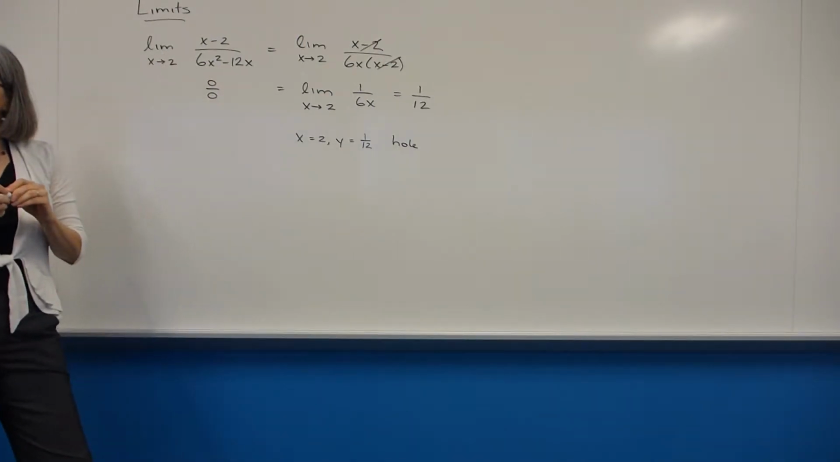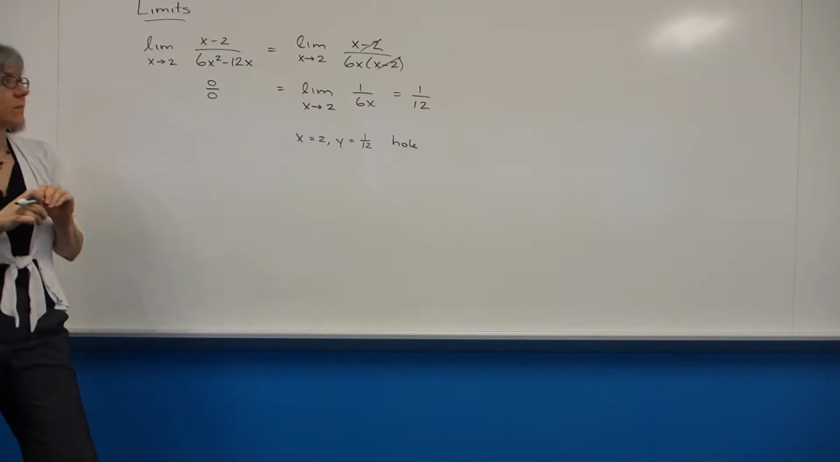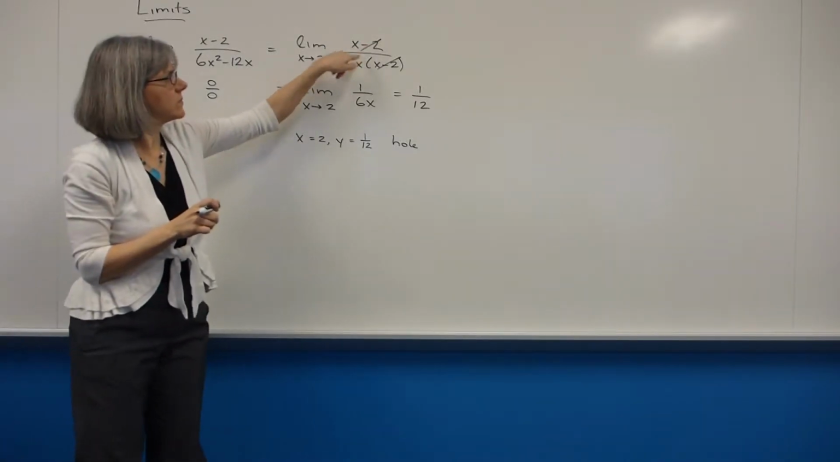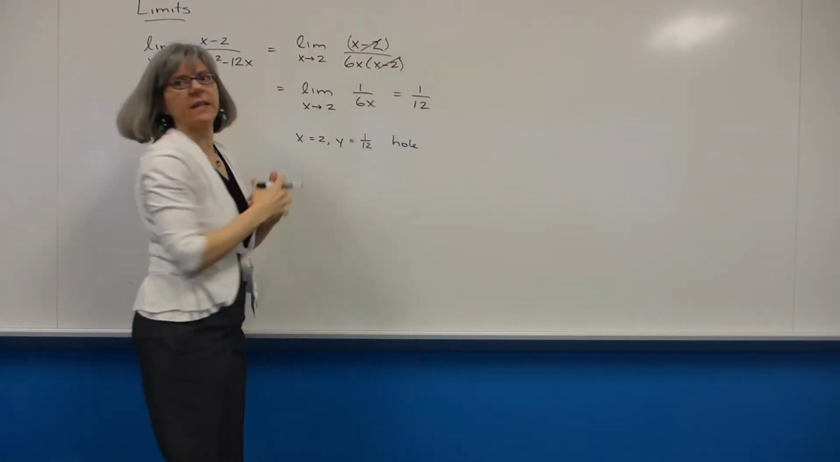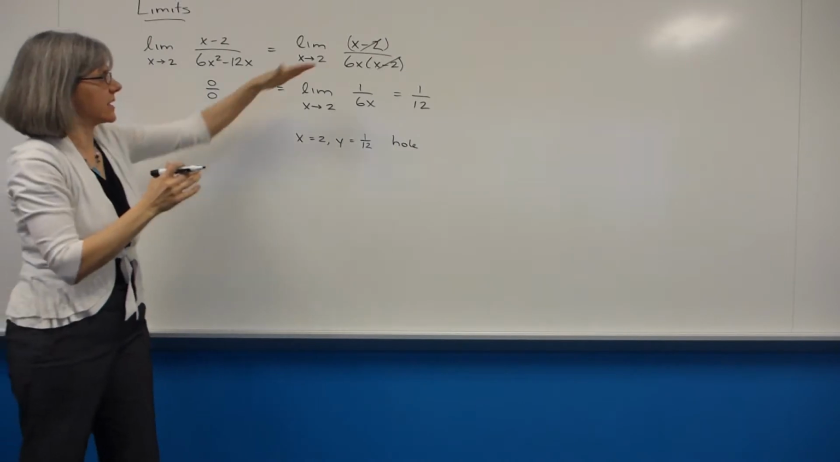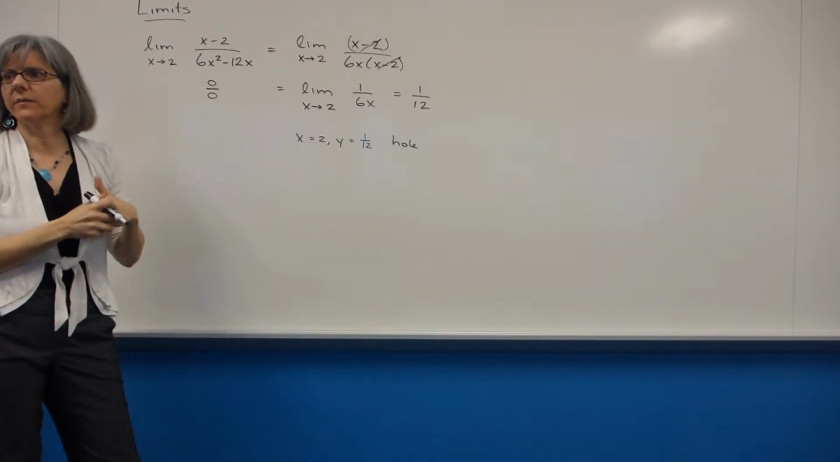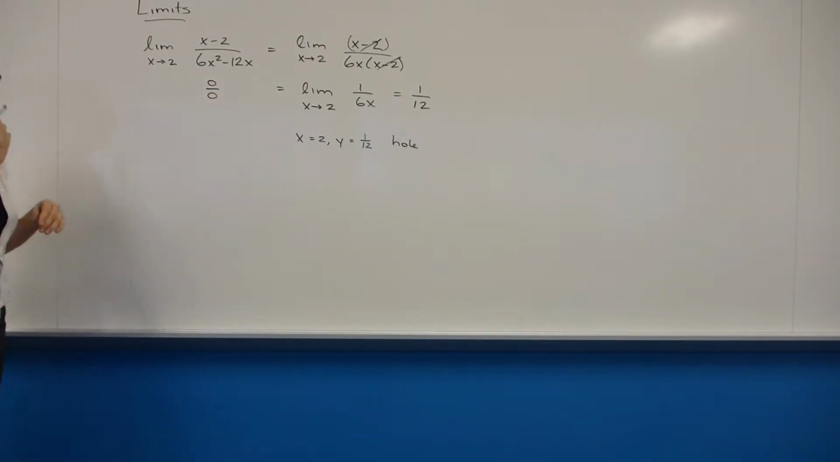Yes? I'm guessing it's probably algebra, but how come you can't just cross out the x minus 2s? That's what I did. As a whole? Oh, yes, I'm sorry. Yes, the whole of it, I just didn't draw it very well. Yes, I apologize. Thank you for checking. So this is a hole.